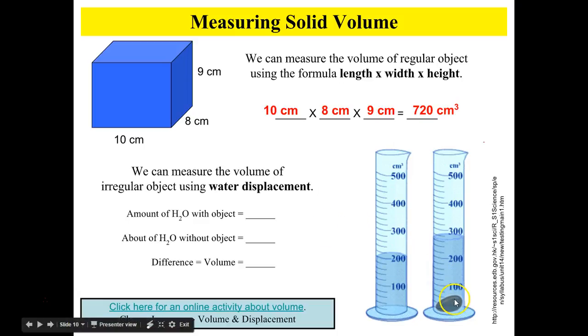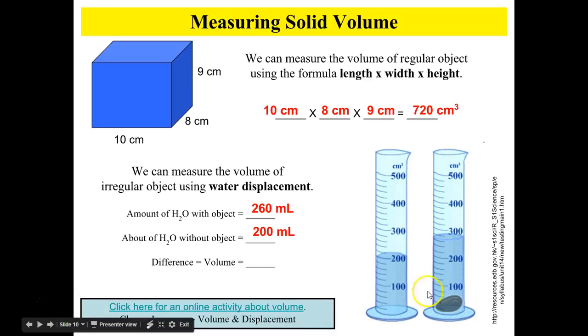Then I put the rock in and I look at where it reads now. So here's 200, our interval is 20, so 220, 240, 260, and maybe a little bit above 260 depending on your angle that you're looking at. So we're going to go with 260. The amount of water with the object is 260 milliliters. The amount of water that we started with was 200 milliliters.